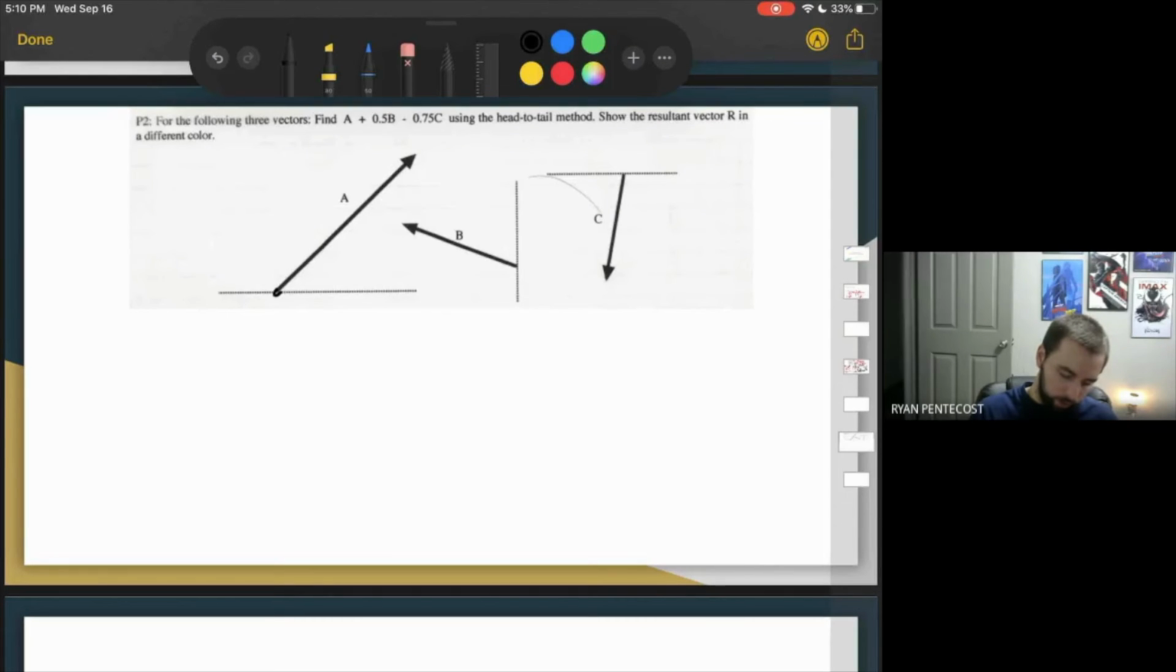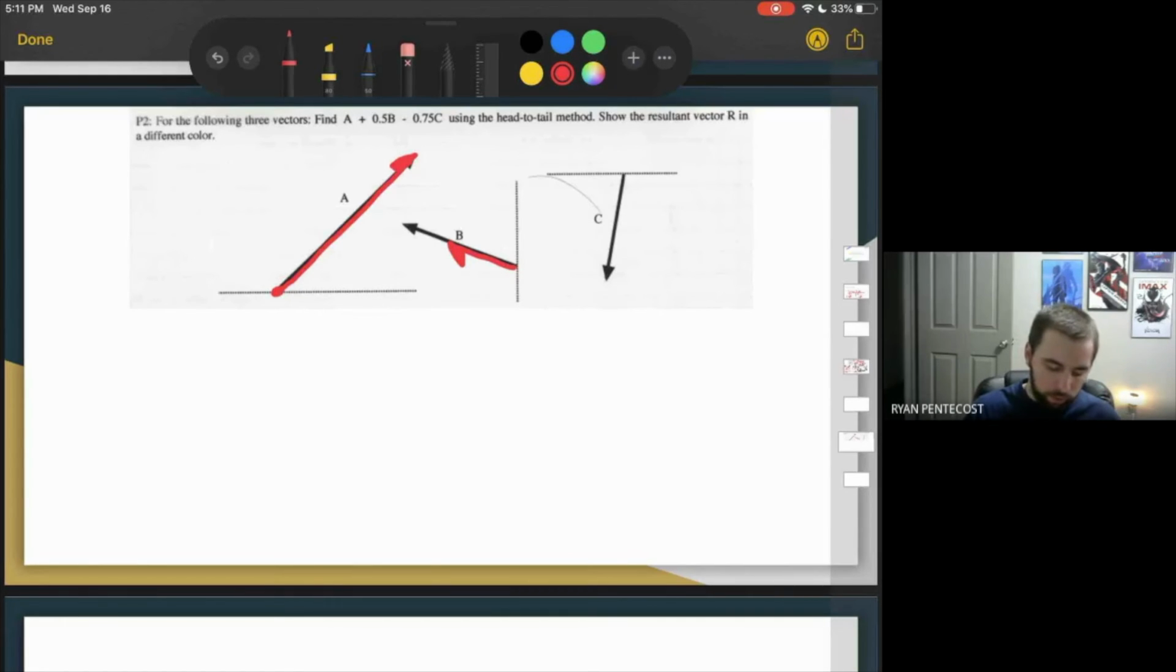Here, I'll use red for this. Starting from its original point, draw your vector, and I believe it is best practice to not include both sides of the arrow, just because when you start using head-to-tail method, it can get kind of confusing. Now, if we want to add 0.5B, we want to draw half of that length B.